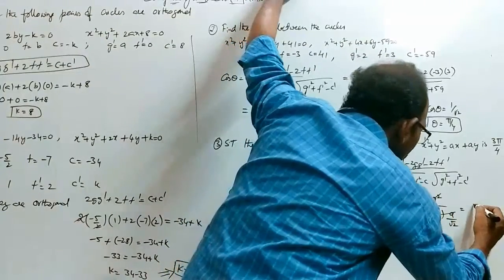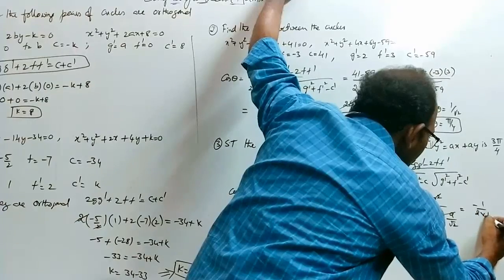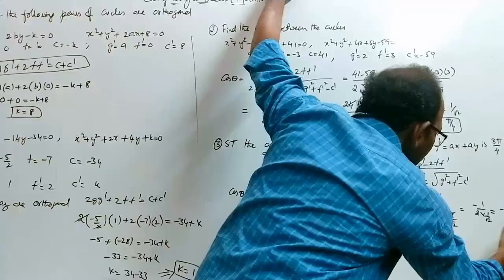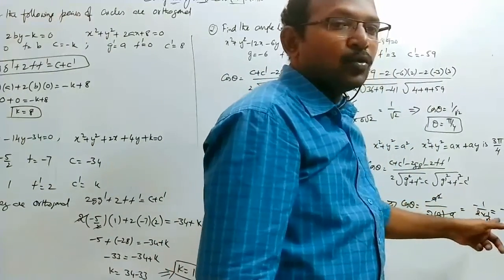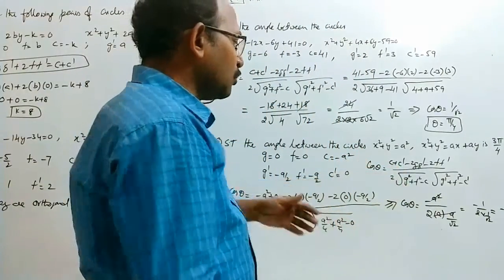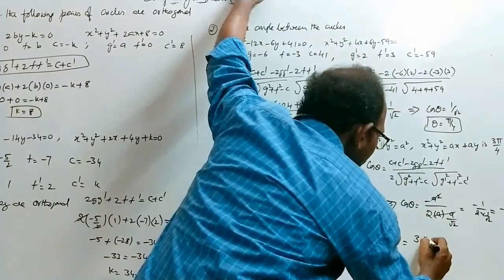Therefore that is equal to minus 1 by 2 into 1 by root 2. Therefore here it is nothing but minus 1 by root 2, because 2 can be written as root 2 into root 2. Therefore then if cos theta is equal to minus 1 by root 2, then theta must be 135 degrees or simply 3 pi by 4.